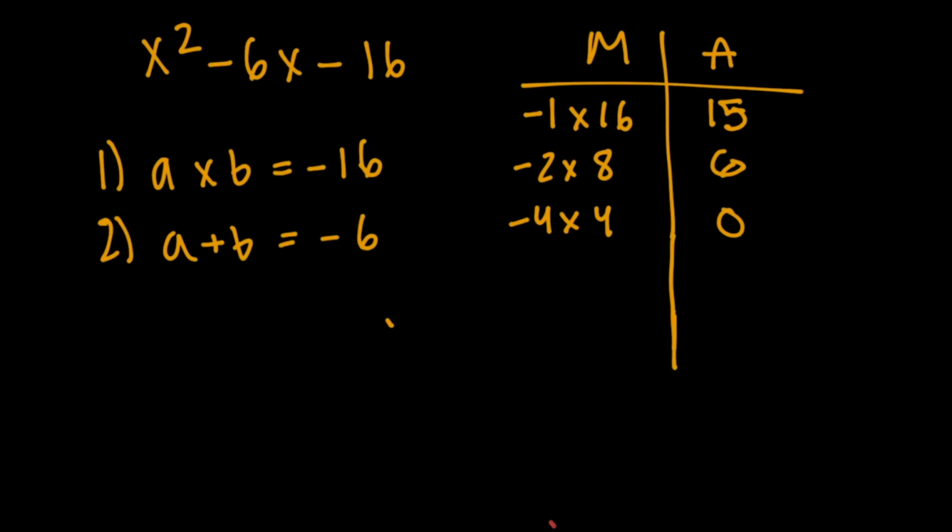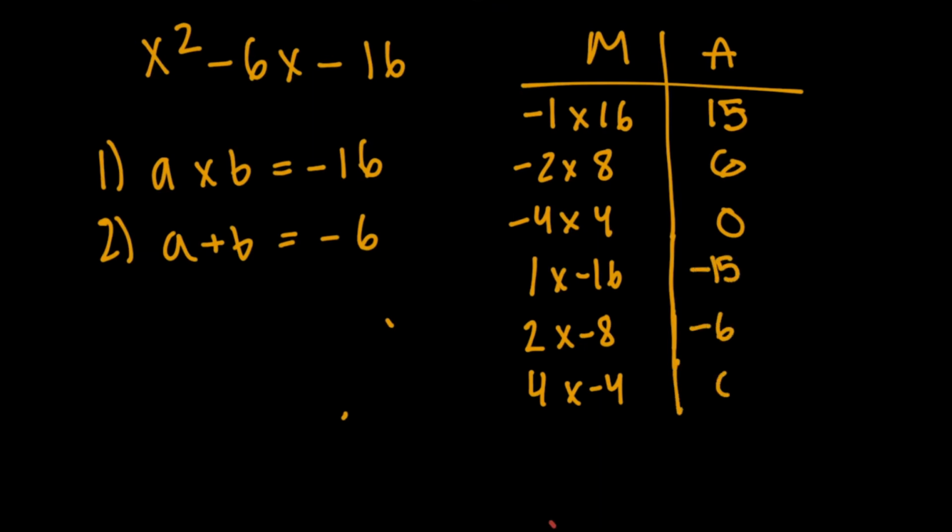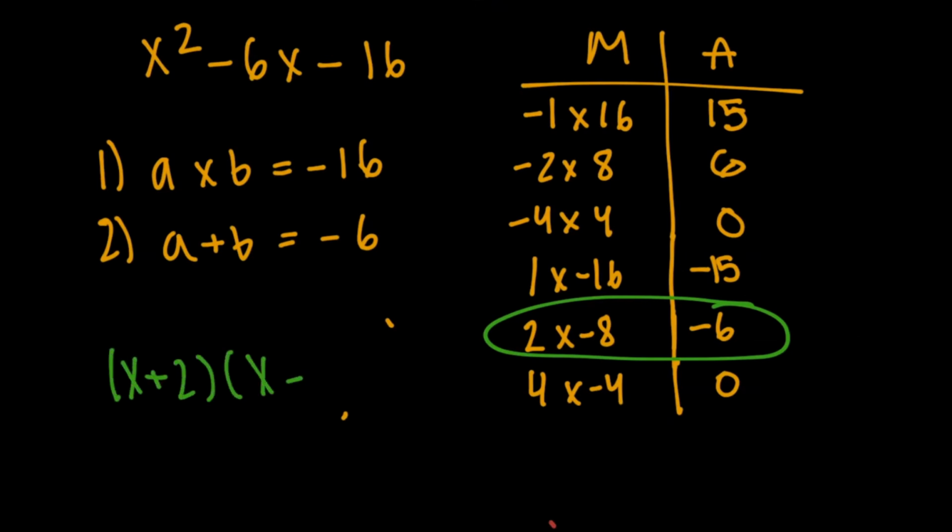But to get a negative number, the other number could be negative instead of what we have. Like, for example, instead of negative 1 times 16, we can have 1 times negative 16. So we'll take all of our factors and make the opposite number the negative option. And then we'll add. And we see that we have found a perfect match. So the answer would be x plus 2 times x minus 8.